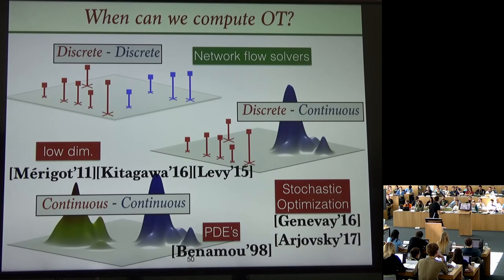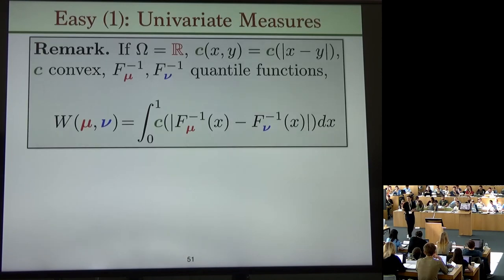And then the continuous to continuous problem is actually very hard, as you can imagine. And it has motivated people in the field of PDEs, partial differential equations. So I'm not going to talk about this, but if you know about PDEs, you might know about the Monge-Ampère equation, which is the name for optimal transport in this community. Now, I will essentially talk about the network flow solvers approach, the discrete to discrete approach, and I will tell you basically what's wrong with it after.